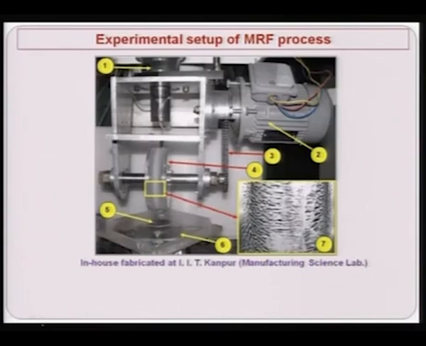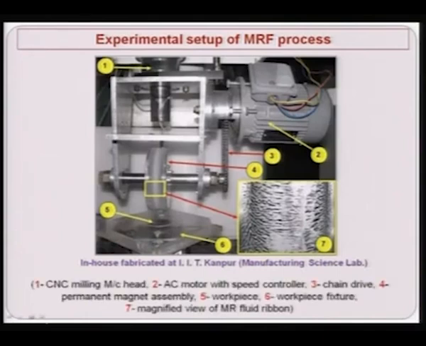Now, this is the experimental setup. You can see it was fabricated at IIT Kanpur. Here, one is the milling machine head. We have utilized a CNC milling machine for developing this MR finishing process setup. So, this is the CNC machine head. Two is the AC motor, and three is the chain drive that you can see here, and four is the permanent magnet assembly. That permanent magnet assembly you cannot see from outside, it is inside, and instead of using an electromagnet, here we have used permanent magnets.